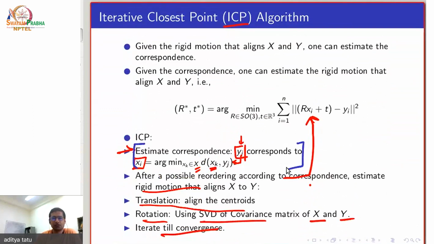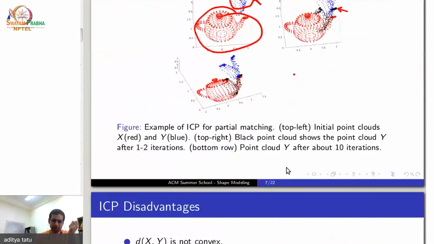It just depends on the closeness of points in space, isn't it? It doesn't use any shape related information to estimate the initial correspondence. So if my initial estimate of the correspondence goes wrong, then basically the algorithm will collapse. I'll show you an example of that.